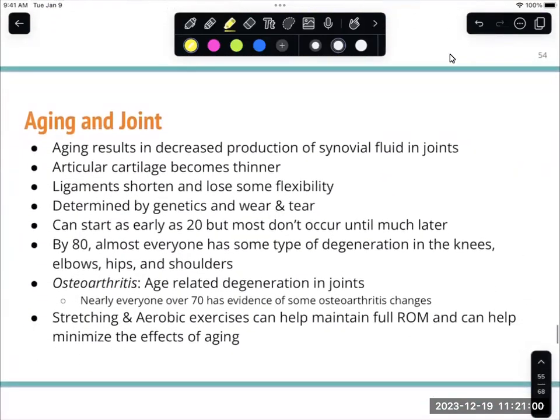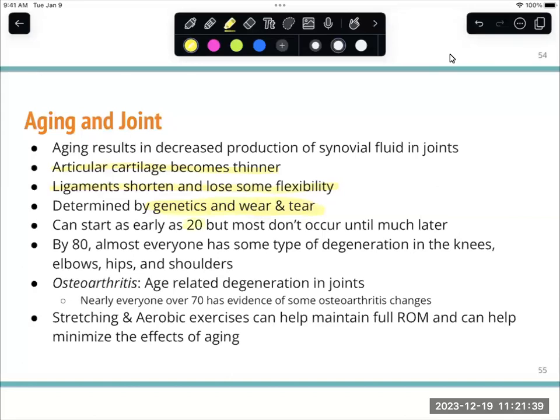So as we get older, our joints are going to produce less of that synovial fluid, which means they're not going to move as easily as they did when you were younger. That capsule becomes thinner. Those ligaments that are surrounding those joints lose their flexibility. So you're not able to move your joints as well as you used to. Sometimes genetics are going to play a role. Wear and tear is going to play a role in your joints.